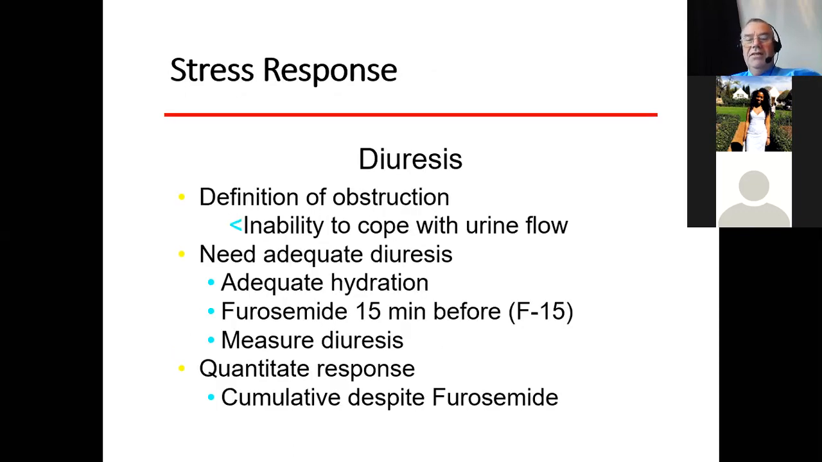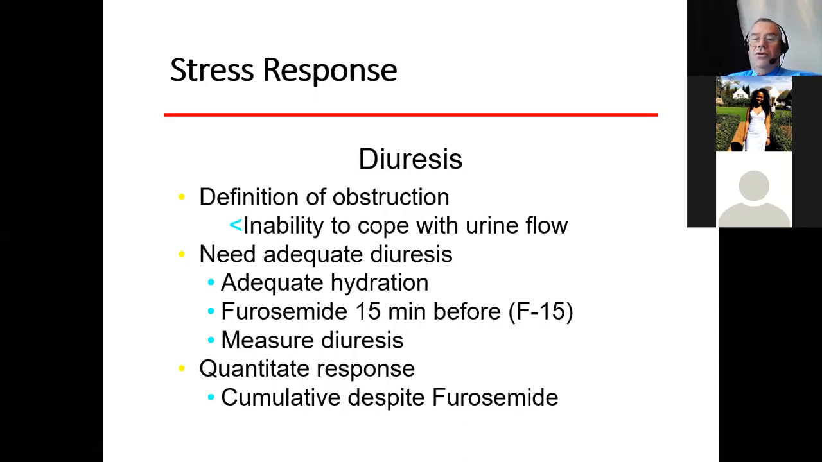A diuresis enables you to try and assess if the kidney can cope with high urine flow rates. To do that, you need to adequately hydrate the patient, give furosemide or frusemide, as it's sometimes called, 15 minutes beforehand. It's F-15, and measure the diuresis. And you can see whether or not the diuresis has an effect.